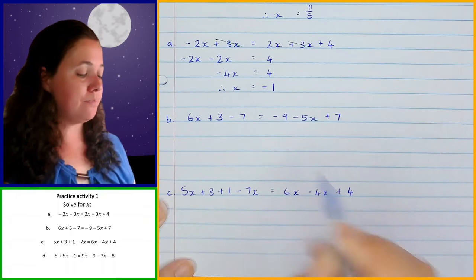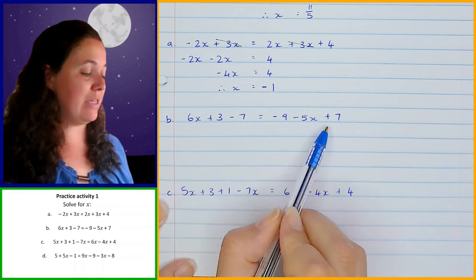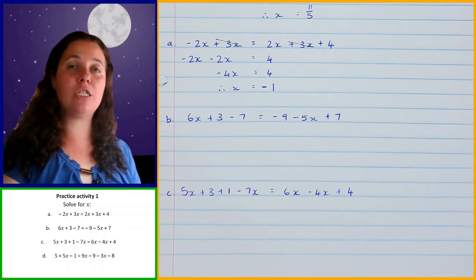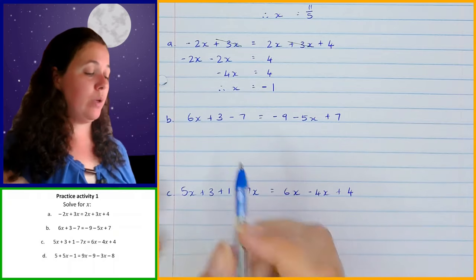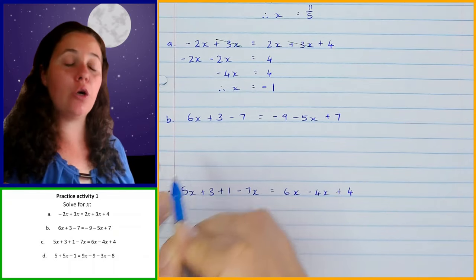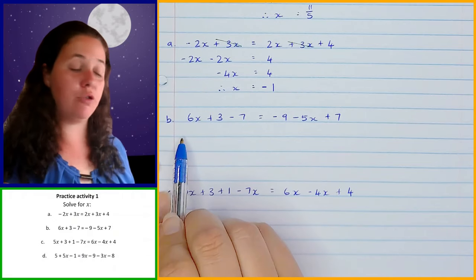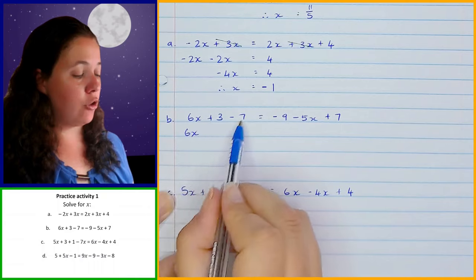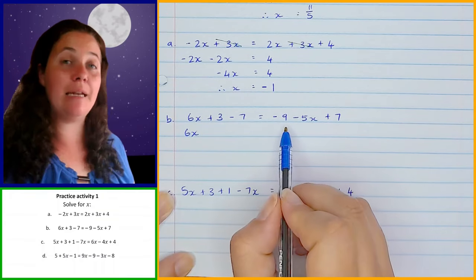Question B, I've got 6x plus 3 minus 7 equals negative 9 minus 5x plus 7. So again, I'm going to get all my x terms on the left-hand side, all my constant terms on the right-hand side, which means that when I do the next step, I'm only going to write the x terms. I'm not going to write the constant terms while I'm doing the left-hand side. So I'm going to write 6x, and then I've got only constants, so I'm going to move over here, and I'm going to see what x terms do I have here that I need to get rid of.